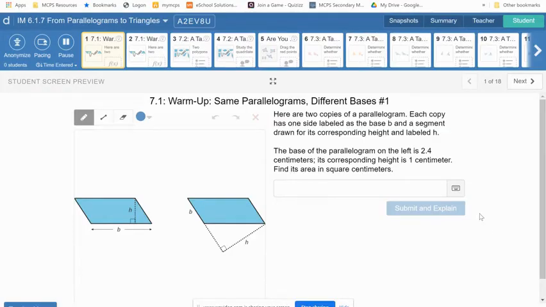Okay, so today we're going to go over from parallelograms to triangles. This is our makeup module, so please pay attention. The warm-up, same parallelograms, different bases.